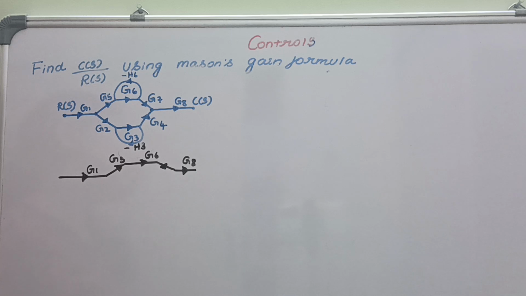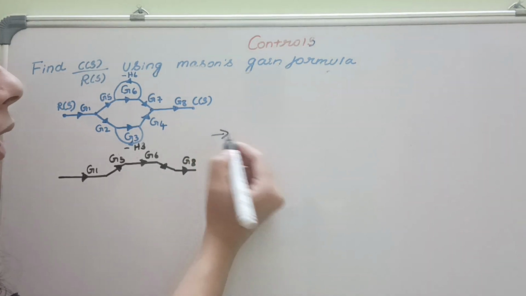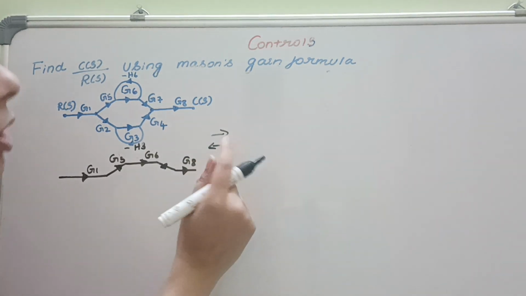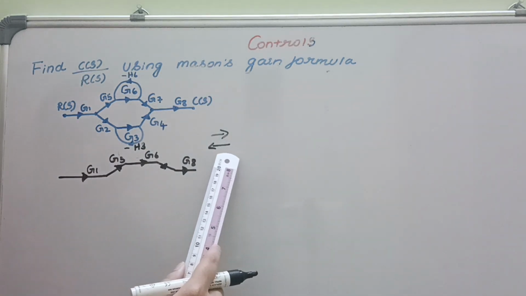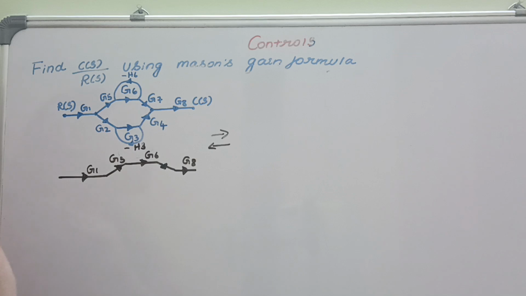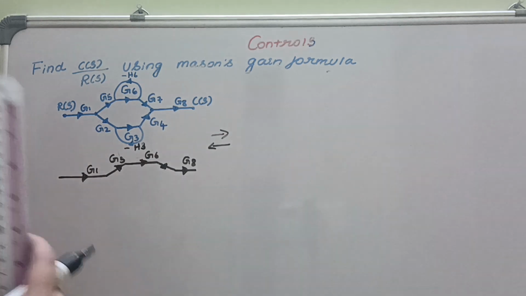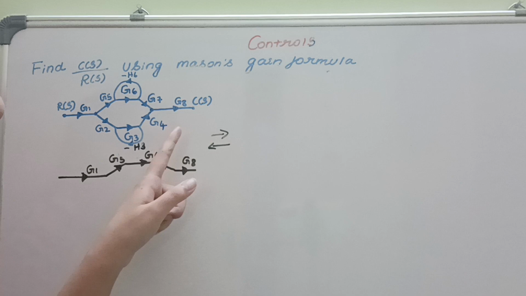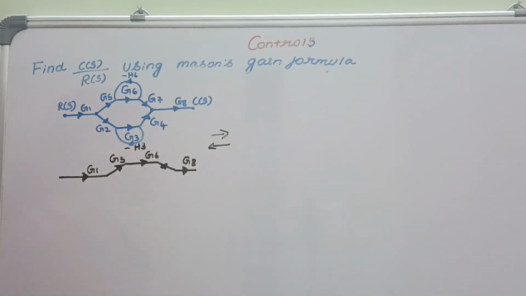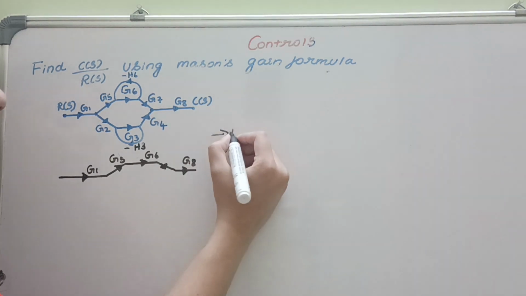So right and left direction, got it? This is my right direction and this is my left direction. So now what is happening is, the one going in the left direction was the feedback path, and the one going in the right direction is the forward path. So learn this basic. I can say that the one moving on the left side is the feedback path, and the one moving on the right side is the forward path, right? This is right and forward.